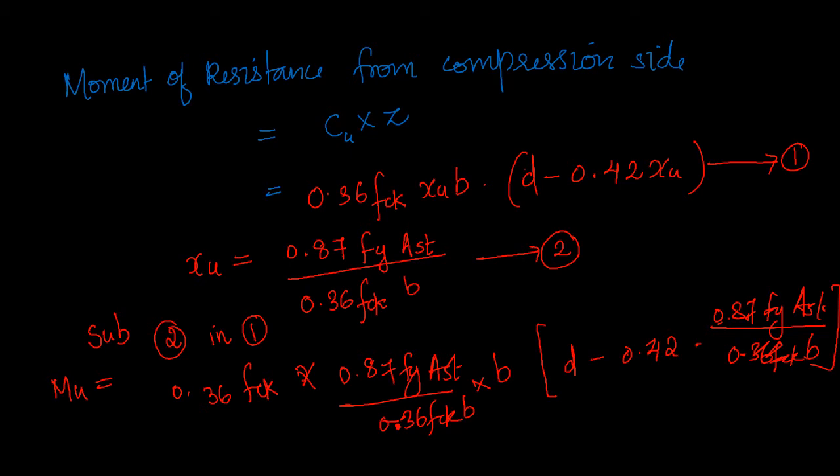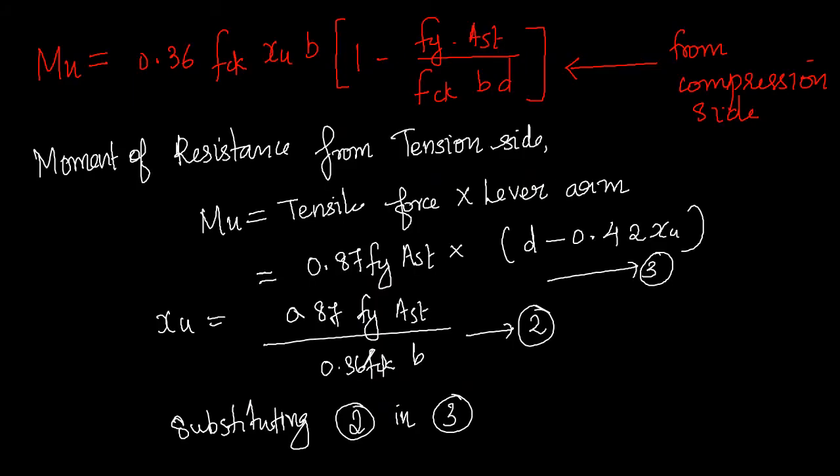Again simplifying this, we will get Mu, the moment of resistance from compression side, Mu equal to 0.36 FCK XU b into 1 minus Fy AST divided by FCK b into d. This is the expression for moment of resistance from compression side.